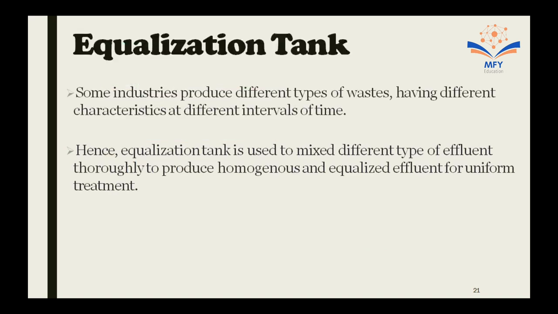Now we are going to move towards the equalization tank. Some industries produce different types of waste having different characteristics at different intervals of time. Hence, an equalization tank is used to mix different types of effluent to produce homogeneous and equalized effluent for uniform treatment. These are large holding tanks with aeration or mechanical agitation with paddles to give better mixing of the different volumes of effluents.